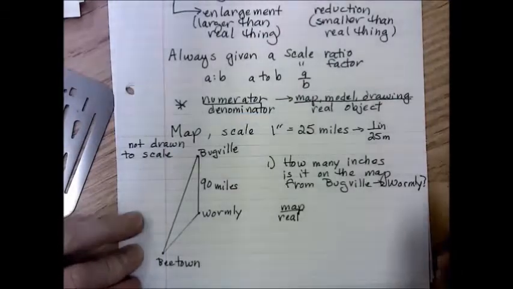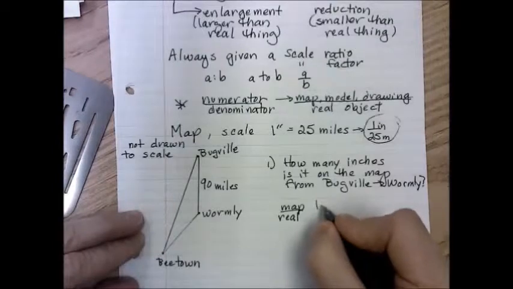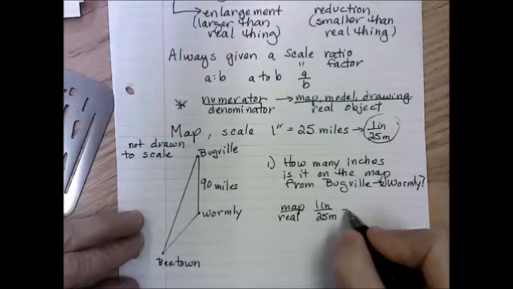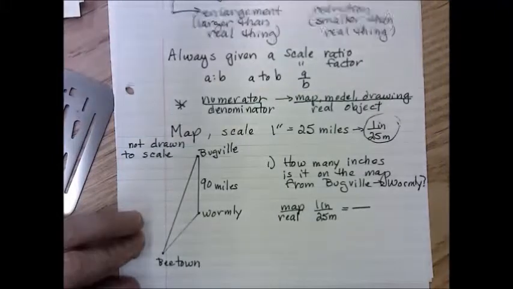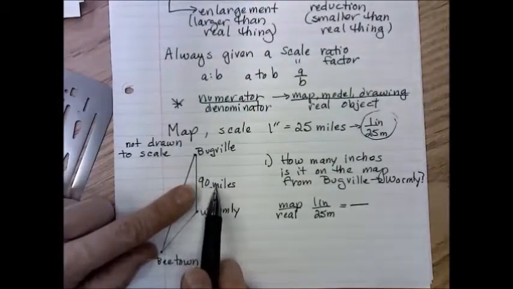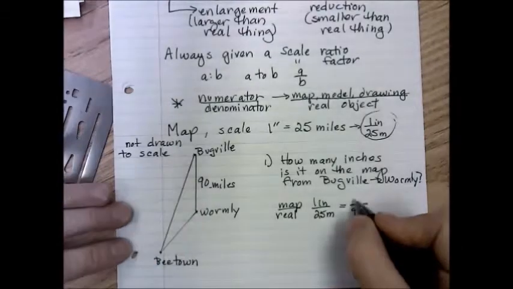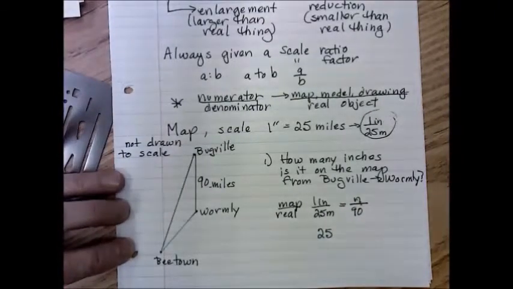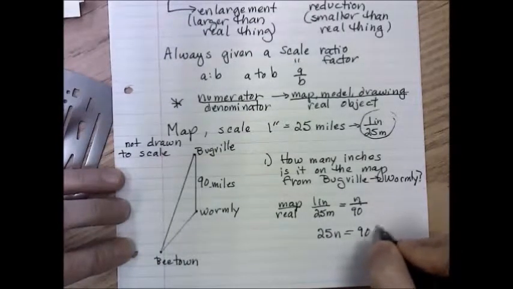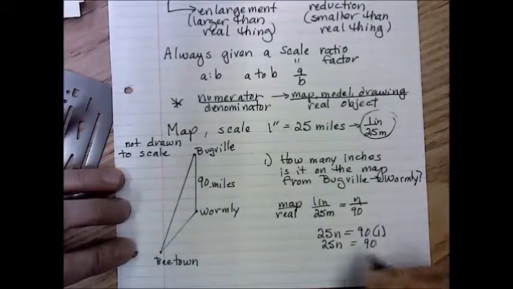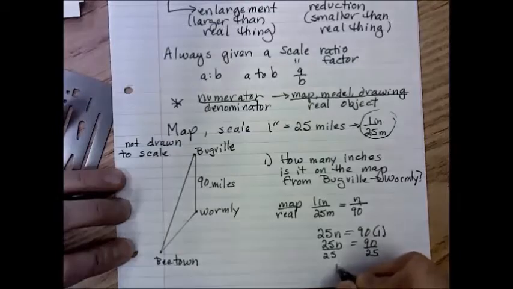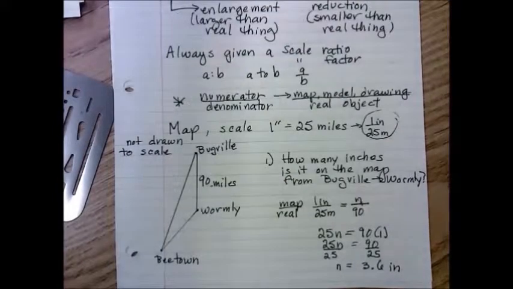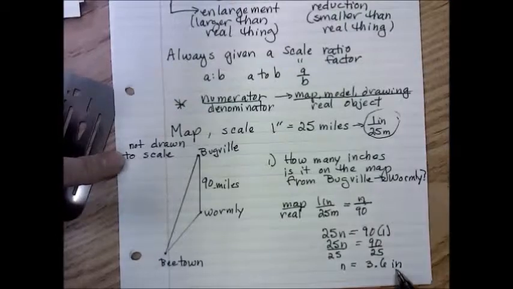And our first ratio is always our scale factor here. So we know that 1 inch on the map represents 25 miles in real life. So there's our first ratio in our proportion. And to set up our second one, we are given that it's 90 miles. 90 miles is the real thing, so that means 90 goes in the denominator, and n is what we're looking for, the inches on the map. All right, so we set up our equation using our cross product. So 25n equals 90 times 1. So 25n equals 90. And if we divide both sides by 25, n is going to equal 3.6 inches. So it would be 3.6 inches on the map. Like I said, it's not really drawn to scale, but that would be the real answer.